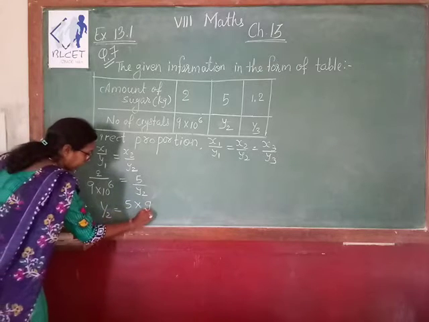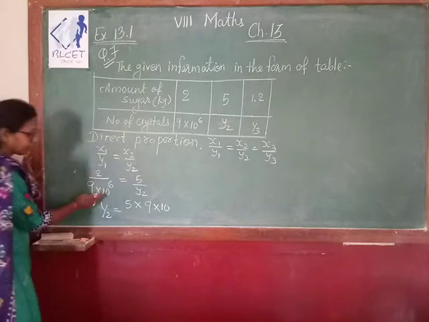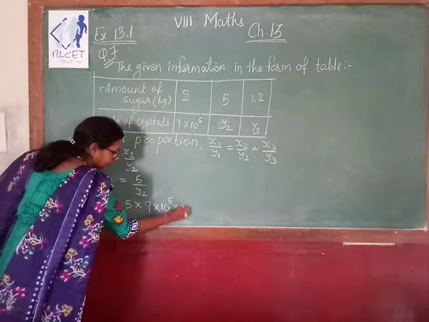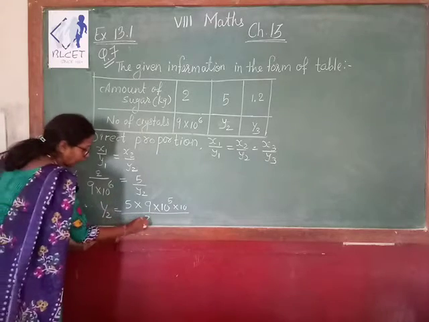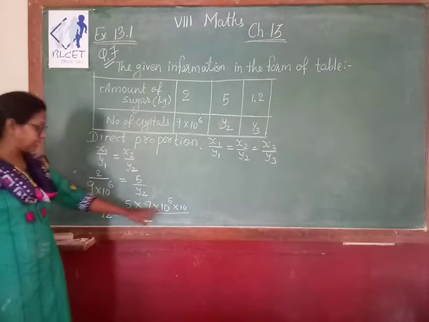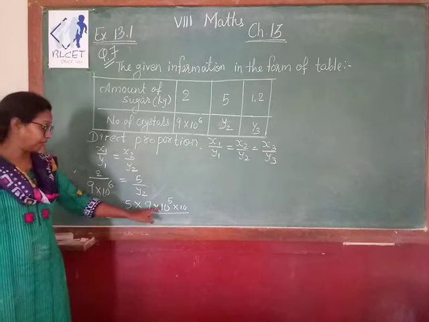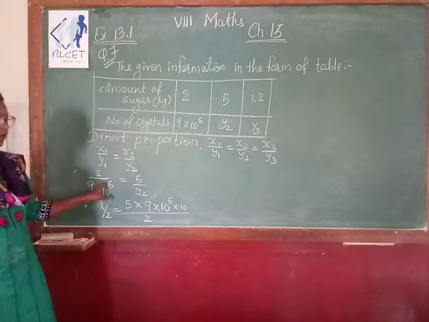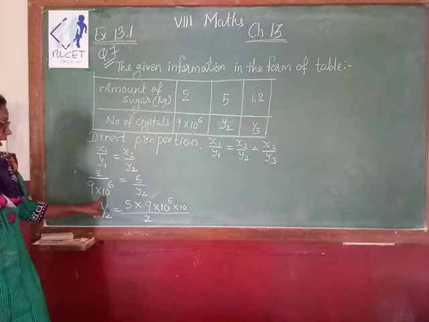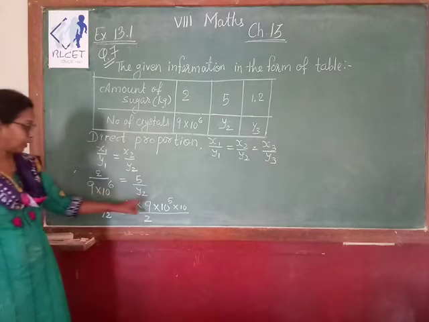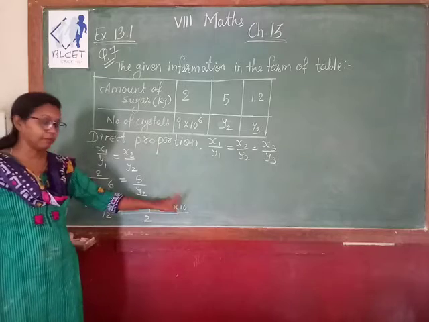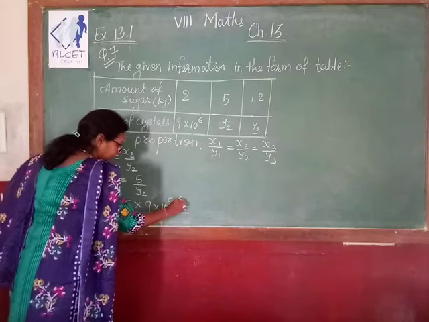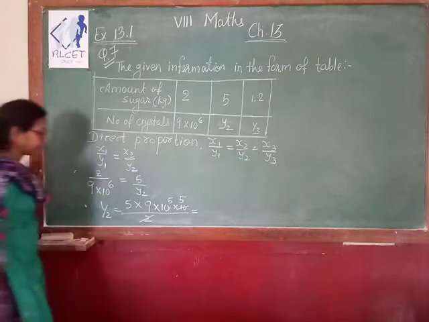5 into 9 into 10 power 6. I can split that into 10 power 5 into 10, divided by 2. Why? So that you can cancel this 10 by this 2. We know that 10 power 5 into 10 power 1 will give you 10 power 6. I am just dividing 10 power 6 into two parts, one is 10 power 5 and one is 10 power 1. So this will get cancelled. 2 5s are 10. So now what is the answer?